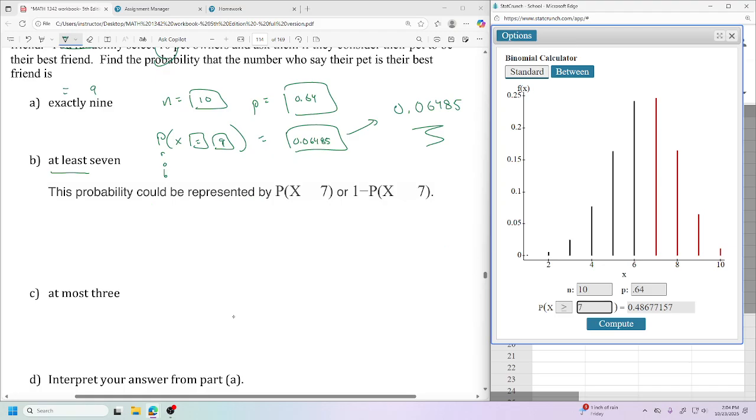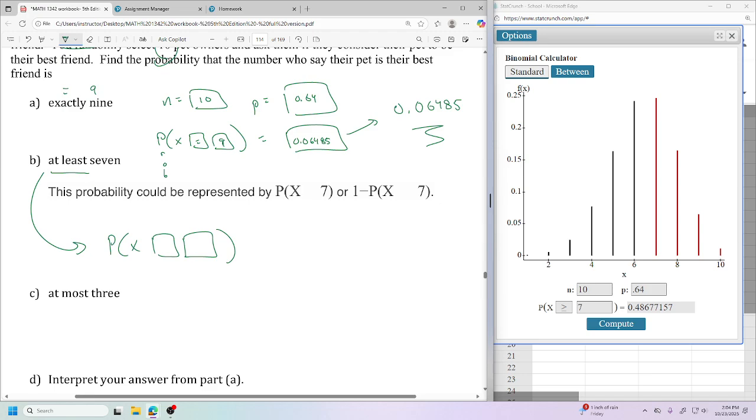Now, I don't know what they're trying to get at right here, so I would let that go for a minute. But at least 7, it does it for you. See how in the red here, I have my 7 and my 8 and my 9 and my 10. It doesn't go on past that because it stops at 10. But yeah, greater than or equal to 7, and that was it. Very good. Pretty straightforward.